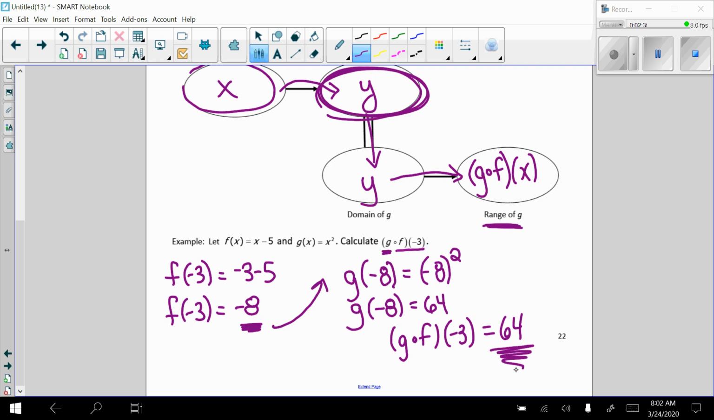Okay, so we took an x value of -3, we substituted it in, and we did f of -3. We got -8. We took the -8 and put it into g of x, and we got 64. So that's a composition of functions. One example.